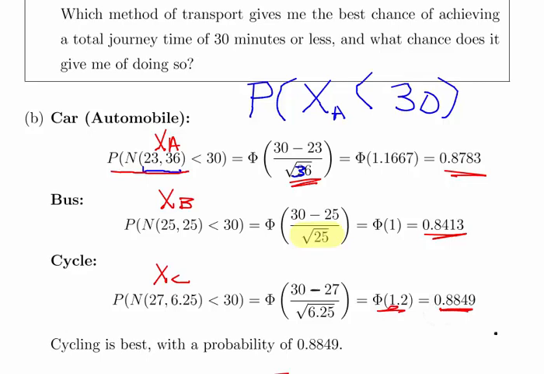So in this case, cycling is the best. It's the most likely to get us there in 30 minutes or less. But if you're using statistical tables for this, you might have dealings with rounding error. The important thing is to show your work and show what you understand of the process involved.